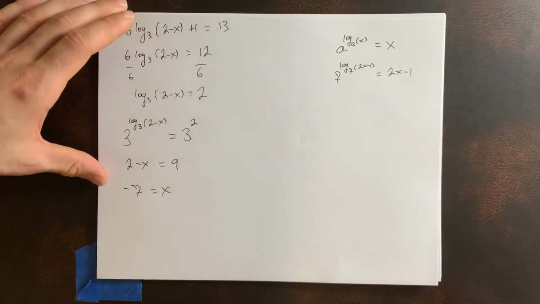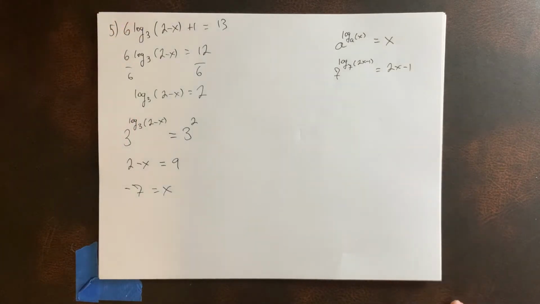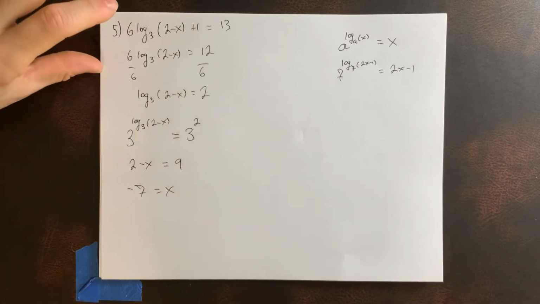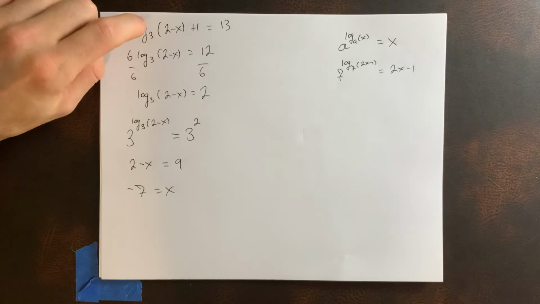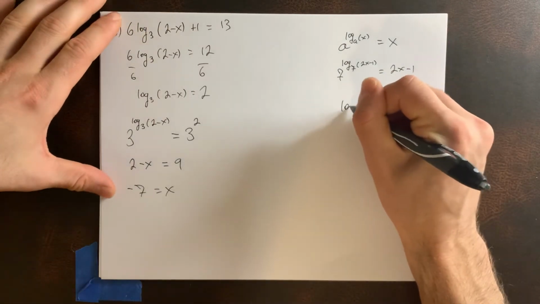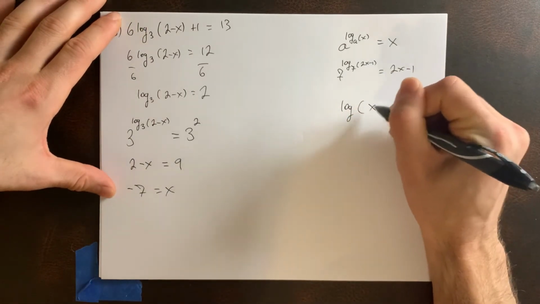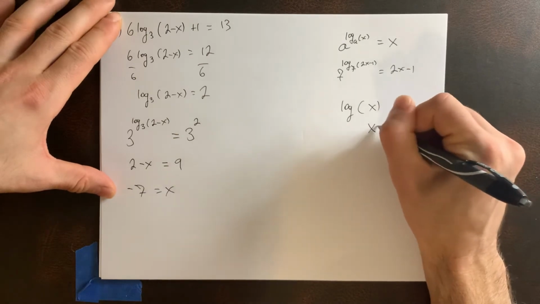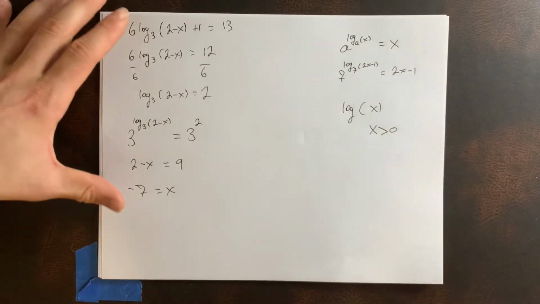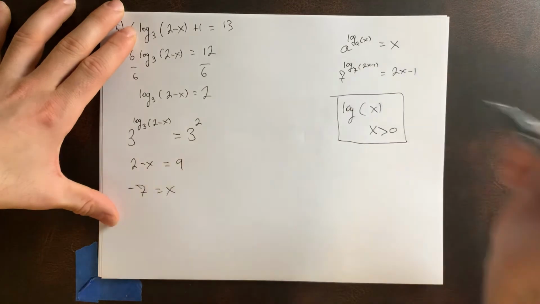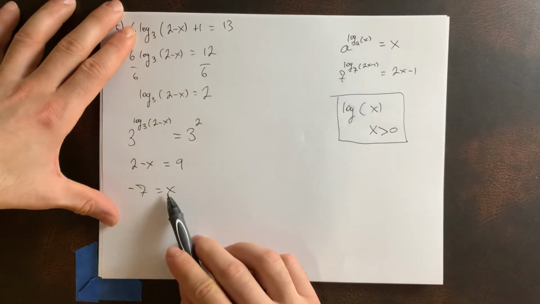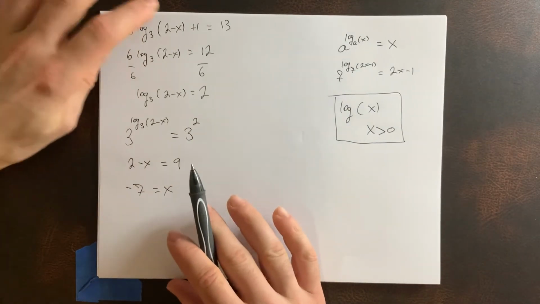And so before we can actually say this is our answer, we have to look back at the original problem. There's something we have to take into consideration: whenever we have a log, whatever's on the inside, let's just call it x, this x value has to be bigger than 0. This is something we always need to keep in mind. So when we get our answers, for example, x equals minus 7, we need to plug them back in.